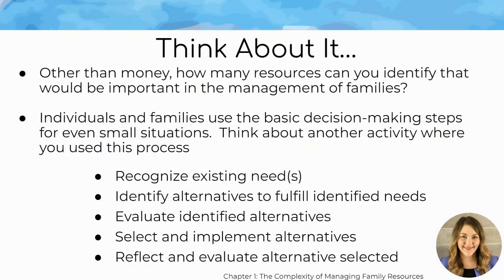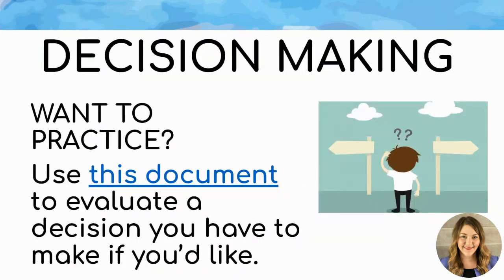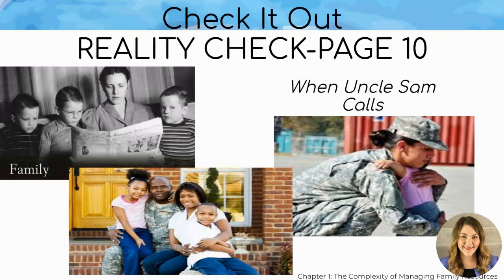Individuals and families use basic decision-making steps even for those small things, like we said, going out to eat. Think about another time where you may have used this process. I've given you a worksheet if you want to practice. If you click on this in your slides, this is going to take you to a worksheet where you can work through. Maybe you have to decide if you're going to go to grad school or apply for a job following your degree. That's a big decision, not a small one. Maybe you have something that's less pressing that you have to make a decision on. But I want you, if you choose to, go through and practice that decision-making process.